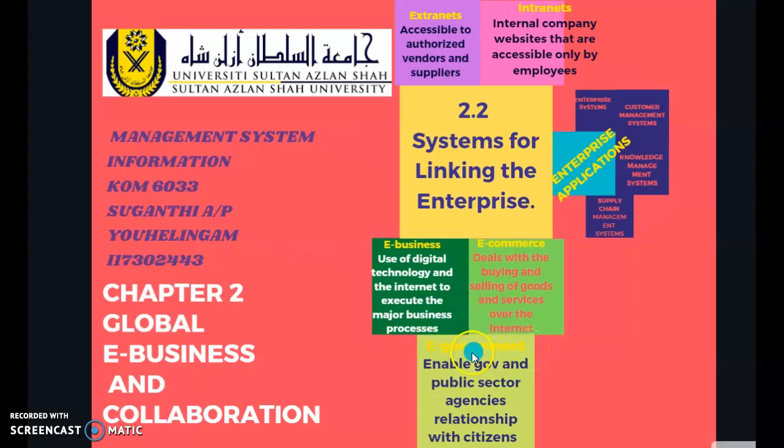E-government is the application of internet and networking technology to digitally enable government and public sector agency relationships with citizens, businesses, and other arms of government.